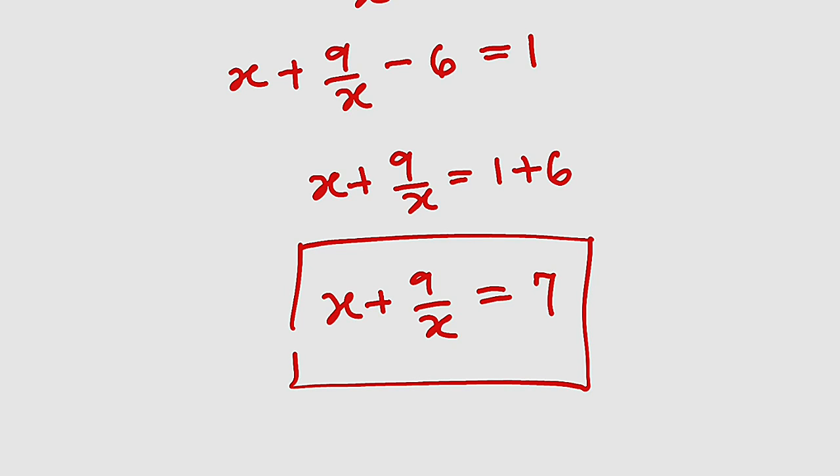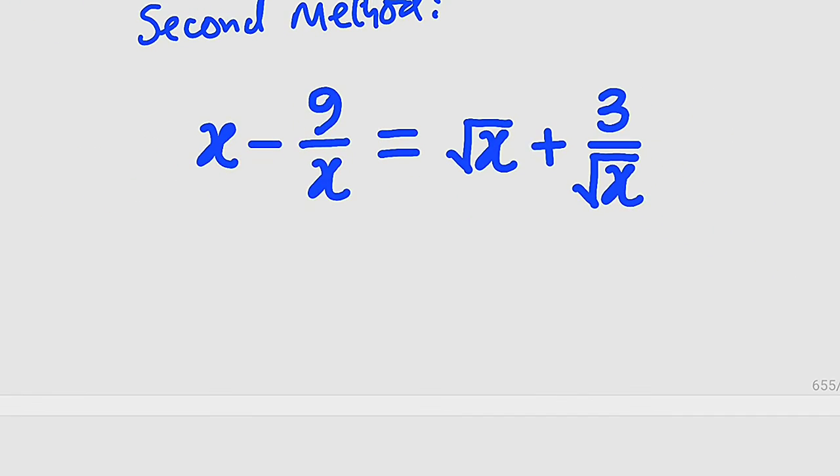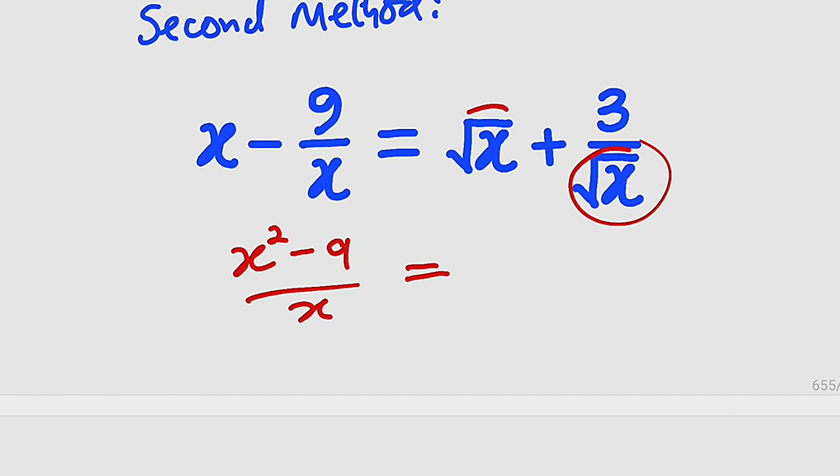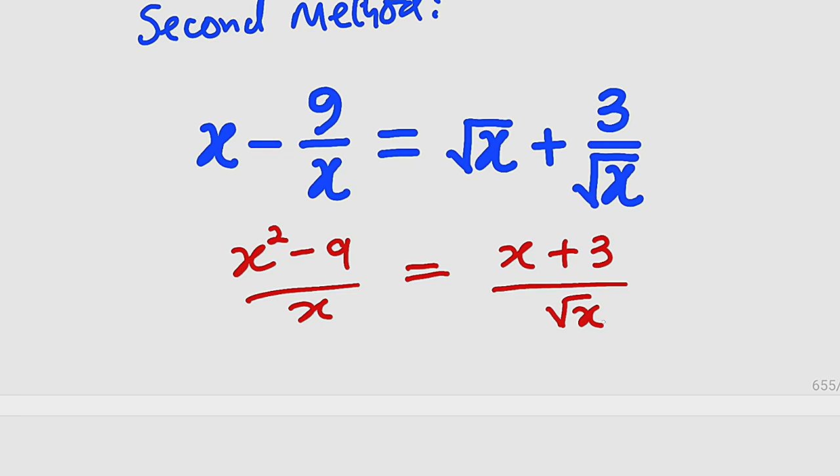So now let me show you the second method. For our second method, let me simplify the left and the right hand side separately. Take x multiplied by x, then you subtract 9. You have x squared minus 9 divided by x. Do the same thing to the other side. Root x times root x is root x squared, which is x. You have x plus 3, then divide by root x.